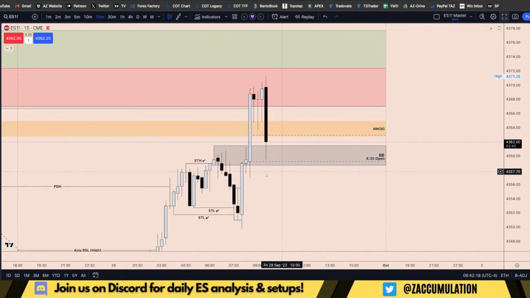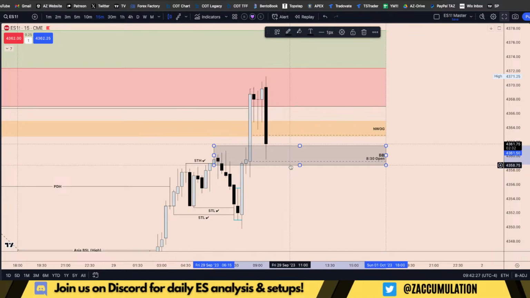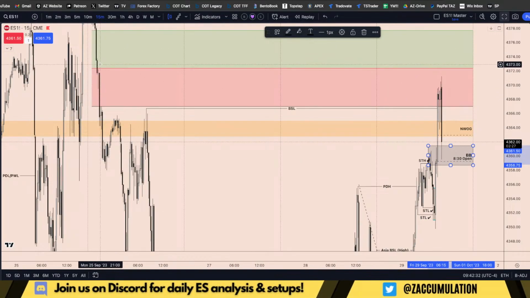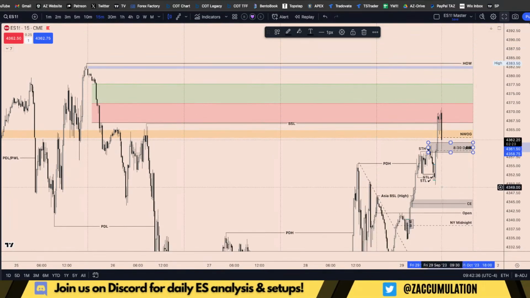I want to see invalidation. So if we close below that first 15-minute bullish, close back below the new week opening gap, maybe even close below the 8:30 opening, then yes, I would look for lower prices because we have our higher time frame point of interest, which would be this 1 hour bearish fair value gap. But as you can see, it's conflicting.